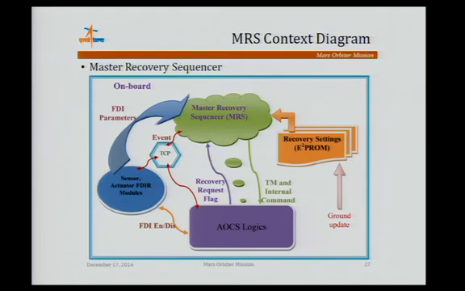Here you can see the master recovery sequencer has interfaces with AOCS logic and FDIR, and similarly EEPROM data and TCP, which is basically a command processing unit that does event generation. It automatically switches on and off sensors, or in case of an event or programmed event, a set of commands is executed. All those things take place through this master recovery sequencer. Next.